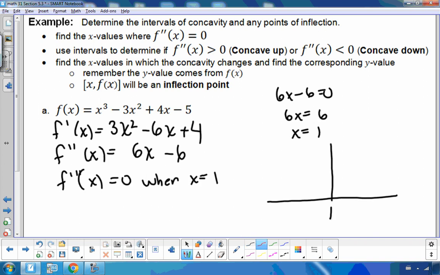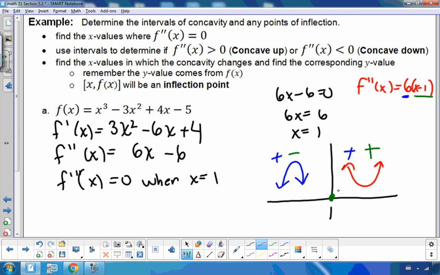Okay, so I have my second derivative. So my second derivative, let's write that out up here, in factored form would just be 6 times x minus 1. So if I look at this, the 6 is always positive, and x minus 1 is 0 right here. So to the left, the factor is negative. To the right, the factor is positive. So on the left-hand side, I have a negative, so that would be concave down. And on the right, I have two positives, which would be concave up.